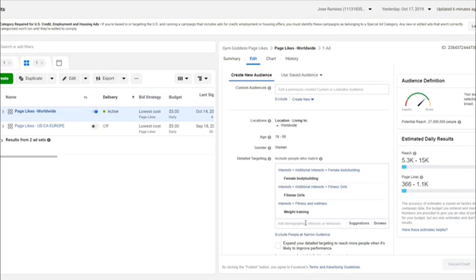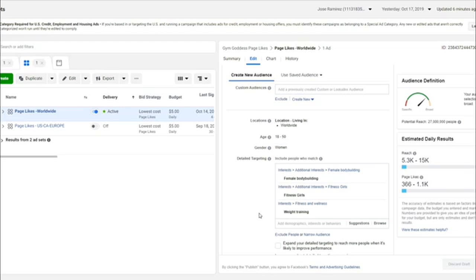You can find a ton of different topics, interests, and behaviors inside of the detailed targeting section of Facebook. And like I said, in the next lesson, we're gonna do this from scratch to show you how you can easily do this and replicate it for any Facebook page, any niche that you want.